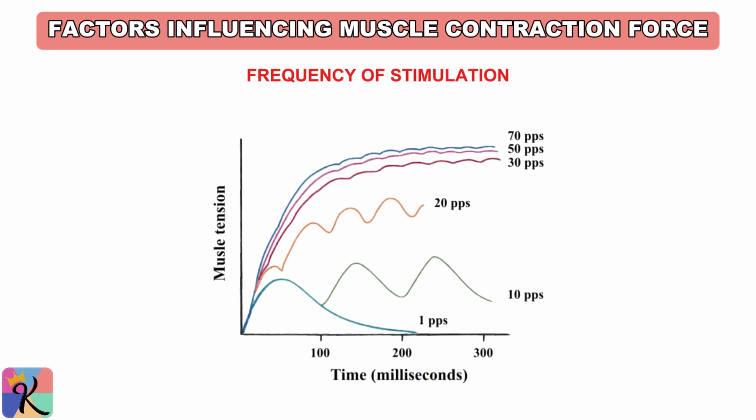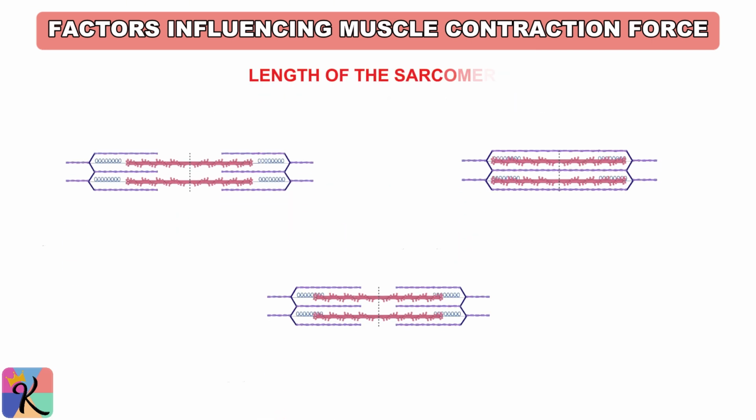When a muscle is stimulated more frequently, calcium ions build up in the sarcoplasm because there's not enough time for them to be pumped back into the sarcoplasmic reticulum. This accumulation enhances the force of contraction. The length of the sarcomere, known as the length-tension relationship, is another important factor.